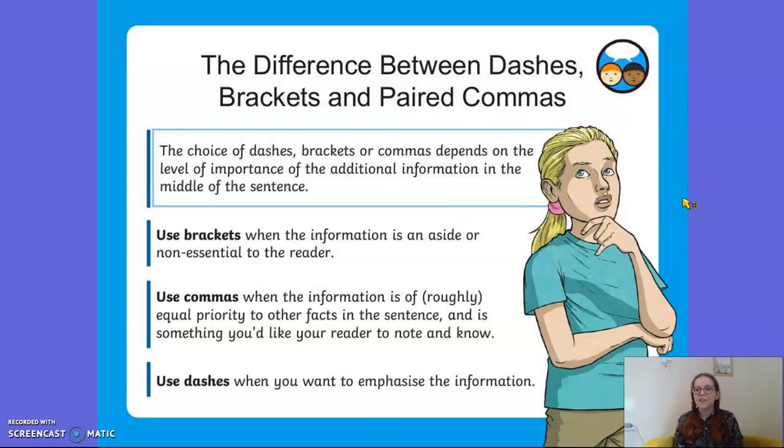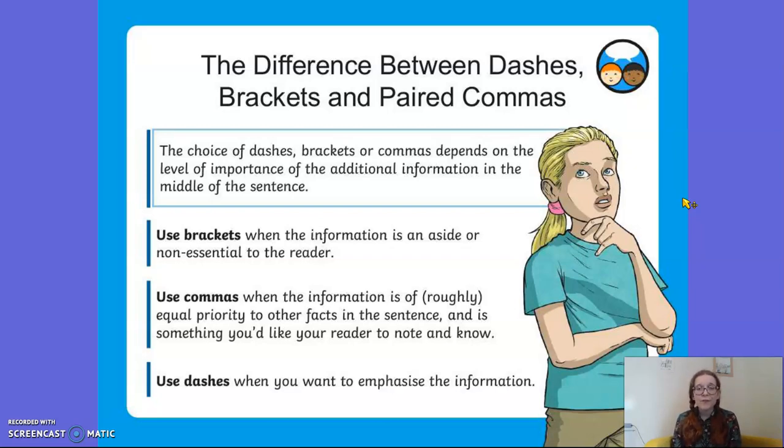Okay, the difference between dashes, brackets and paired commas or relative clauses. Relative or embedded clauses, there we go. The choice of dashes, brackets or commas depends on the level of importance of the additional information. So it depends what the extra information is. So use brackets when the information is an aside or non-essential to the reader. So you just add in a little bit of, oh, did you know this too? It's not essential to the story, but it's quite nice for you as the author to tell the reader.